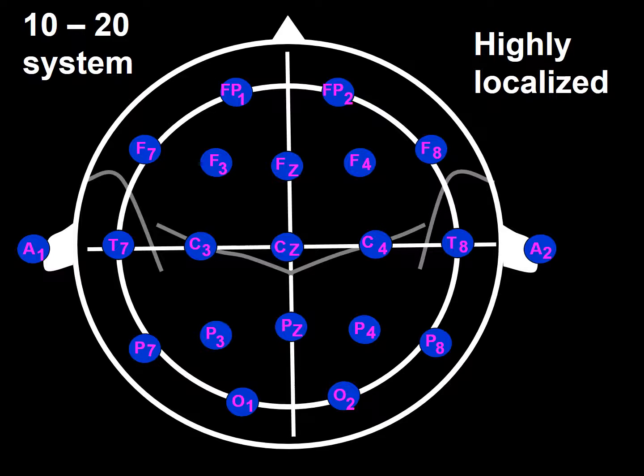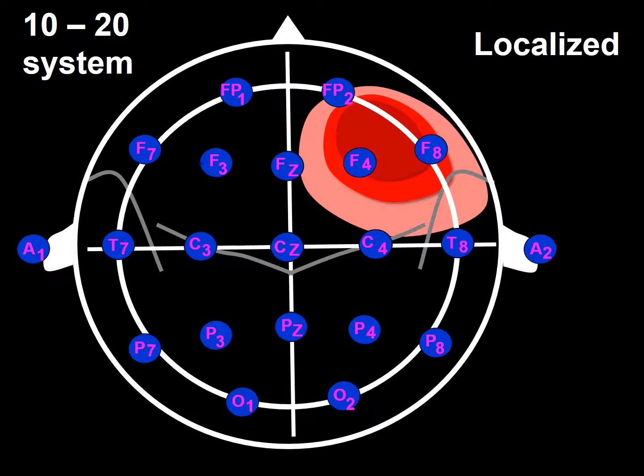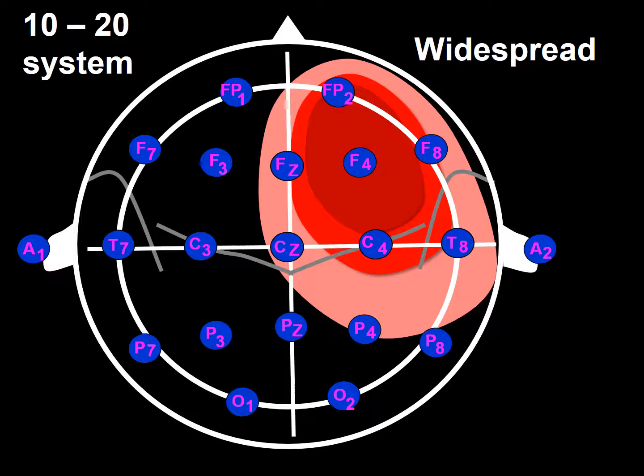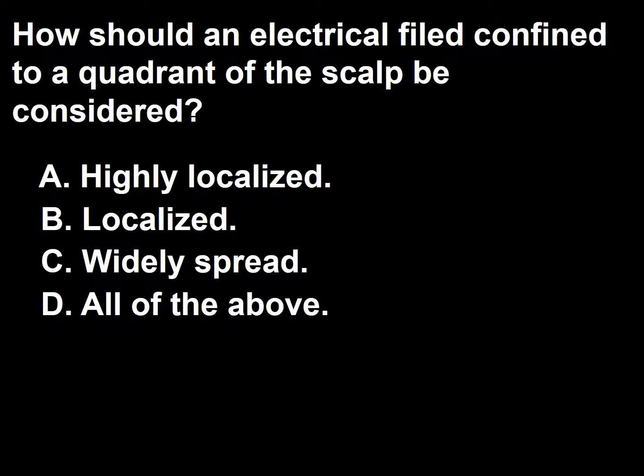A highly localized field usually refers to an electrical field that only involves one or two electrodes. A localized field is usually referred to as a field confined to one quadrant but involving more than two electrodes. A widespread field usually refers to a field extending beyond one quadrant. So the answer to this question is B.